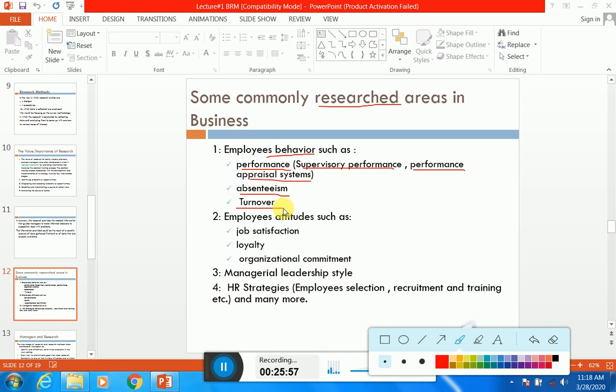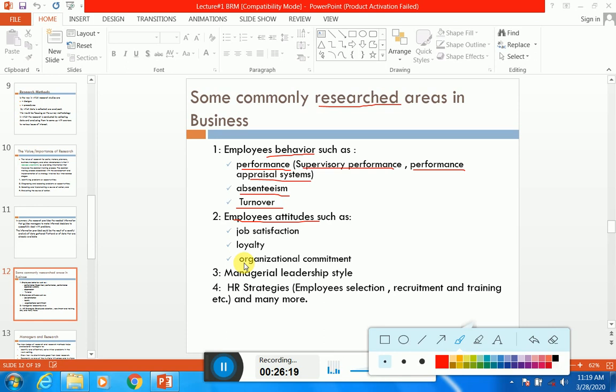So in this way we can say that employee behaviors, that is an area in business research where proper research is to be done or research can be carried out. Another we have employee attitudes such as job satisfaction, such as loyalty, such as organizational commitment.